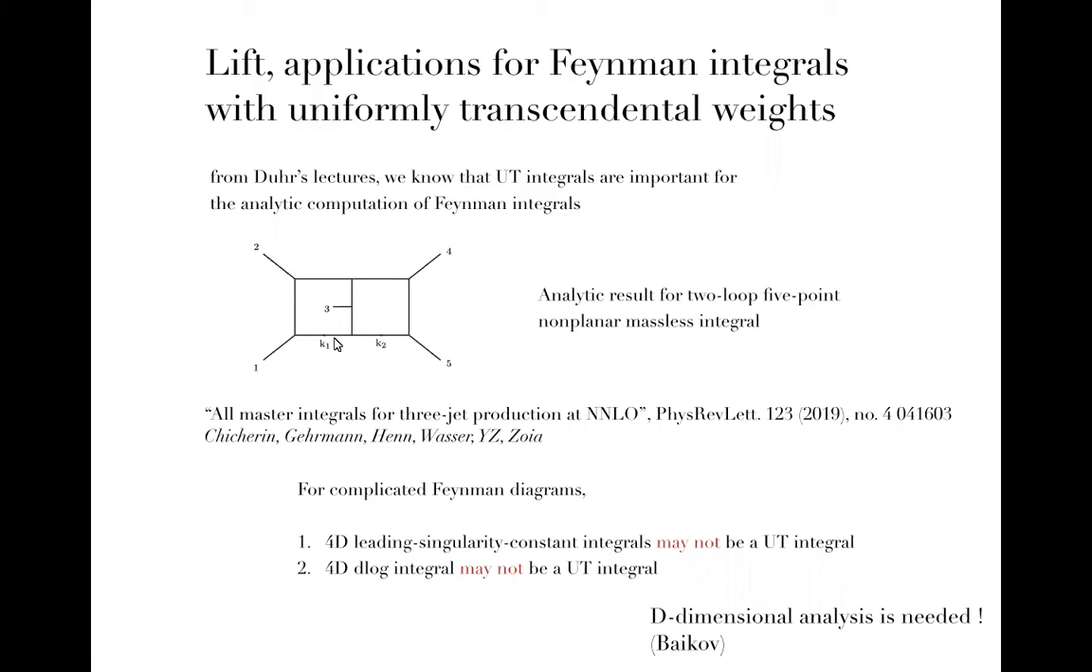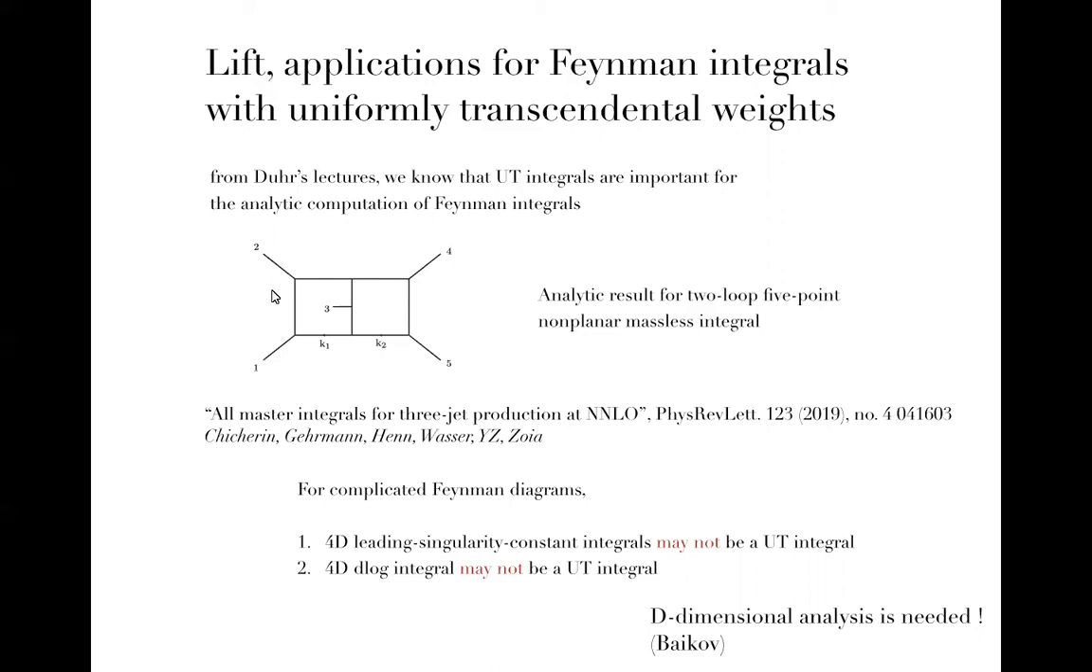This is a two loop, it's a long plane diagram, actually a non-planar diagram, 5 point. If you try to find the UT integrals, actually it's quite, quite tough. So here we present our method to find the UT integrals in this paper, with Johannes Henn and Thomas Gehrmann's group. So the way to find the UT integrals for this particular diagram is the so-called lift method.